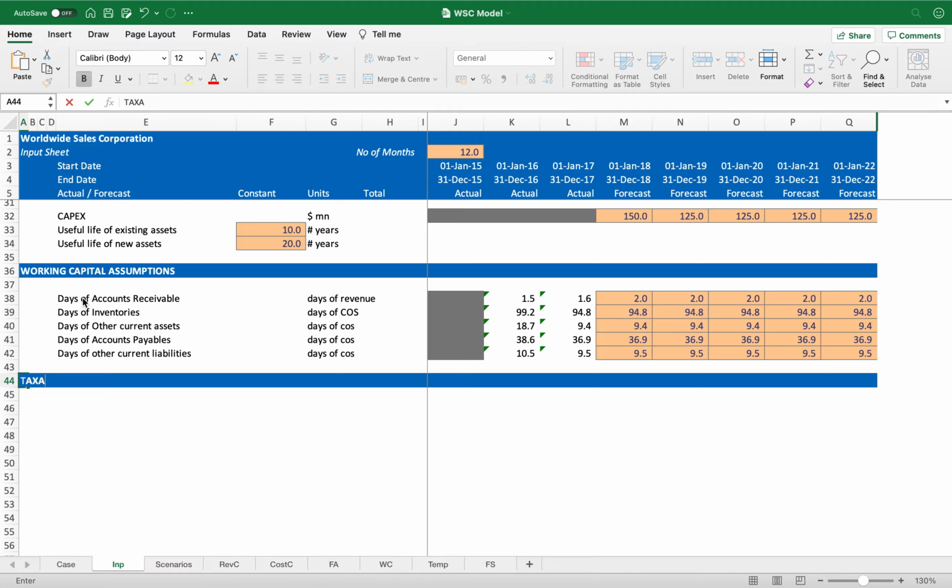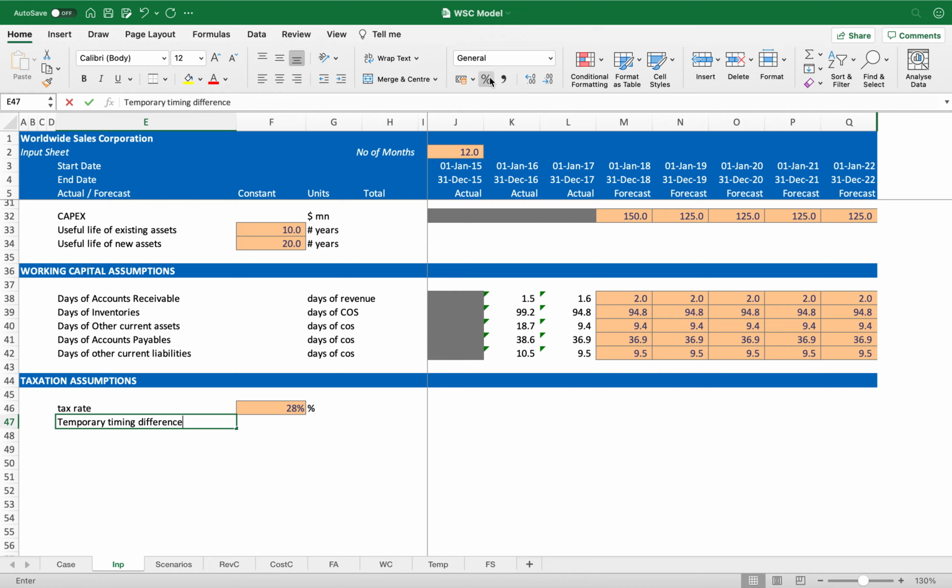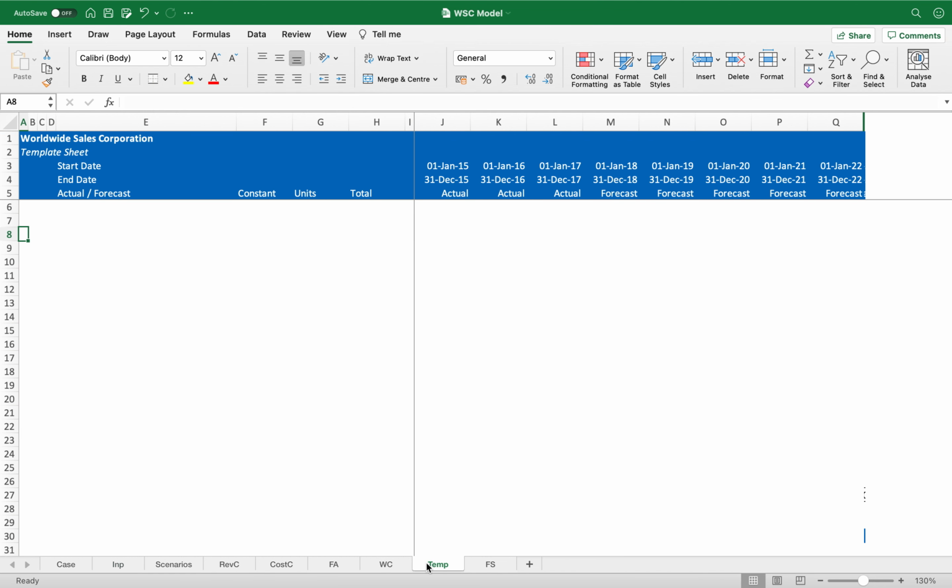Taxation assumptions. So the tax rate is given to be 28%, and temporary timing difference is given to be $40 million. So we know that for taxation purposes, my income is $40 million lower than the accounting purposes. So now we need to create a separate schedule.